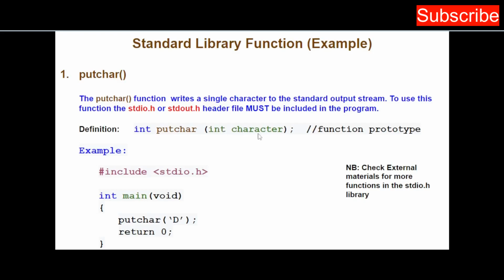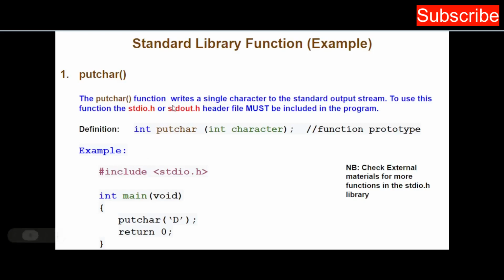You can give it any name. This is just a variable, so it's of data type integer, and this is the variable. So this is how the putchar library function is defined. This is what we call the function prototype. It gives you a picture of how it was defined.